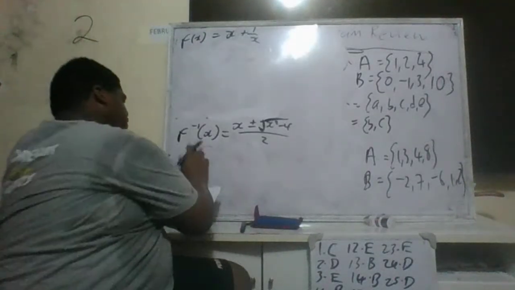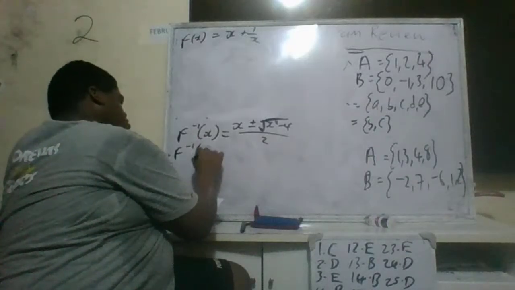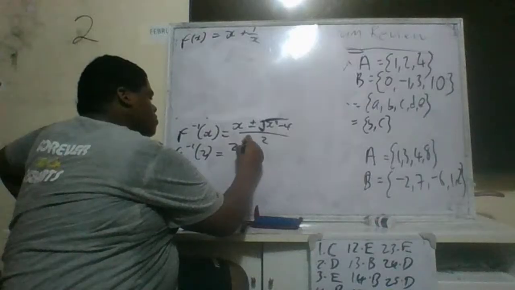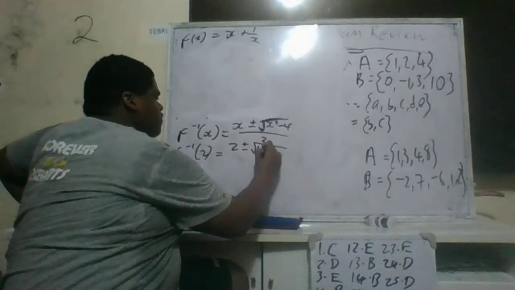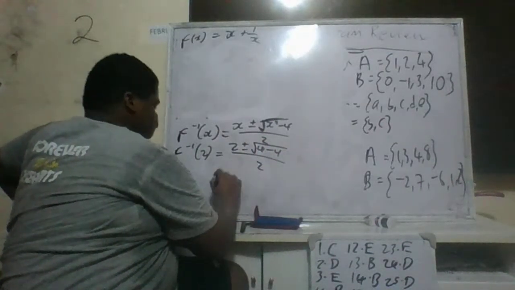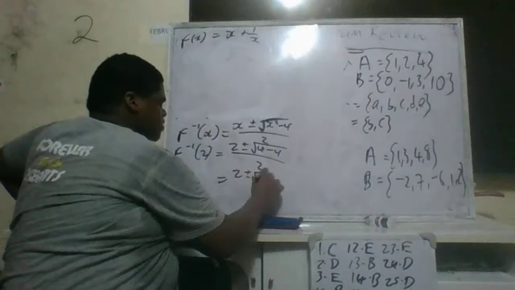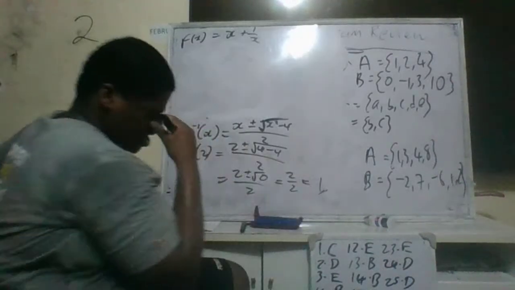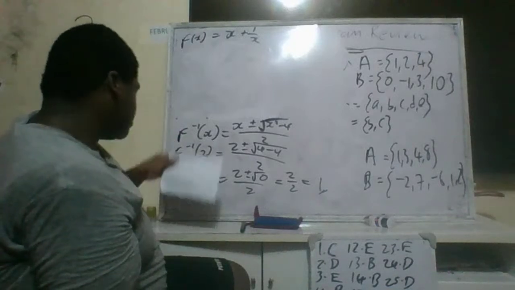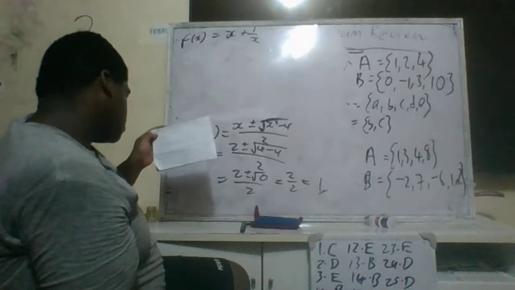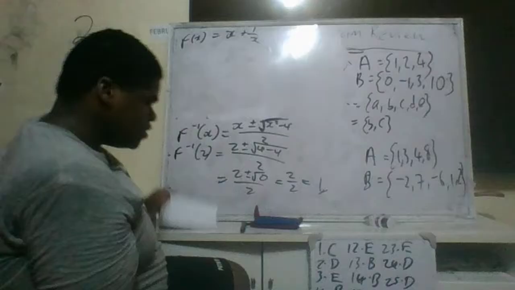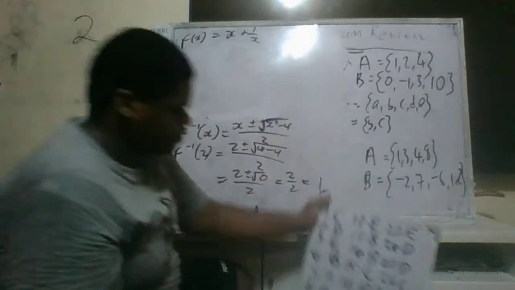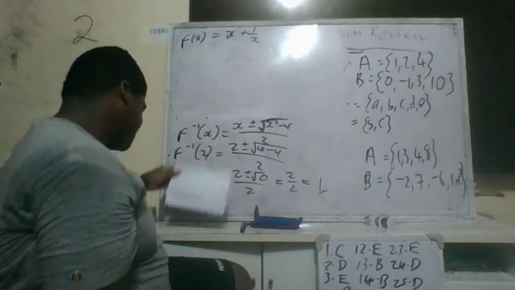So we find f inverse of 2. You plug in 2 into this function, and this will be equal to 2 plus or minus the square root of 4 minus 4, divided by 2, which is equal to 2 plus or minus the square root of 0, divided by 2, which is equal to 2 divided by 2, which is equal to 1. So the answer is equal to 1. Option C. Question 29 is option C.